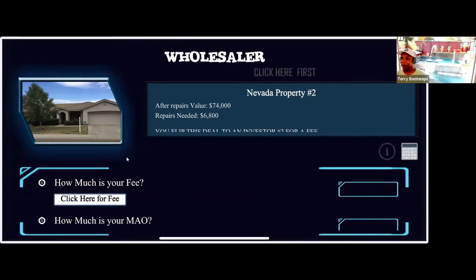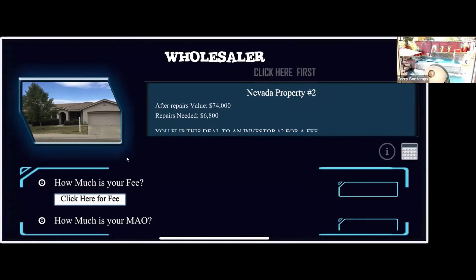So what do you do? You drive over. Now, I'm not encouraging you guys to drive over. You can do it on the phone, okay? But I'm giving you a little story here. So look at the ARV. It's $74,000. Look at the repairs. It's $6,800. Please write that down. You guys got to write it on a piece of paper. That's Nevada property number 2, $74,000 after repair value, $6,800 worth of repairs. Write it down, please.